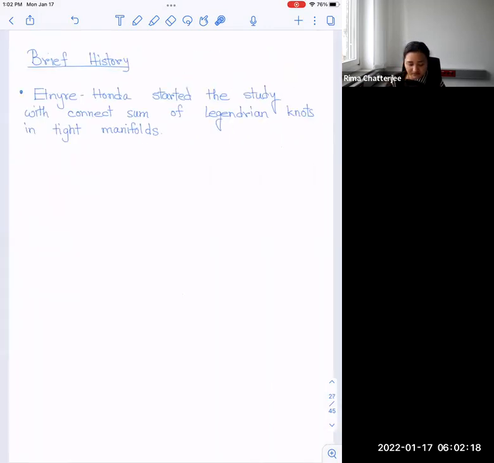Okay, so a very brief history. Etnyre and Honda actually started the study with connect sums of Legendrian knots in tight manifolds. And what they showed is that if the prime pieces are Legendrian simple, then the composite knot is also well behaved. That means the connect sum actually behaves nicely. So that's good.